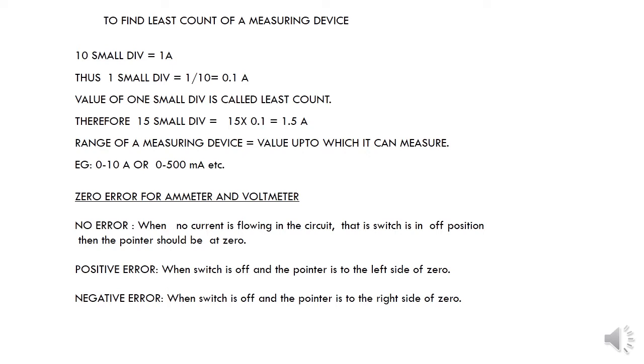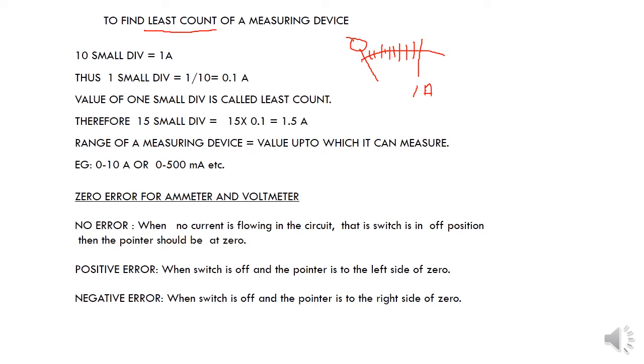Now to find the least count. So what is least count? Any measuring device, whatever smallest value it can measure, is called its least count. Suppose in an ammeter, it is marked here as 0, and there are 10 small divisions, 1, 2, 3, 4, 5, 6, 7, 8, 9 and 10. Here it is written as 1 ampere. What does this mean? These 10 small divisions are equal to 1 ampere.